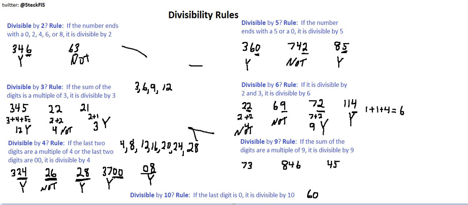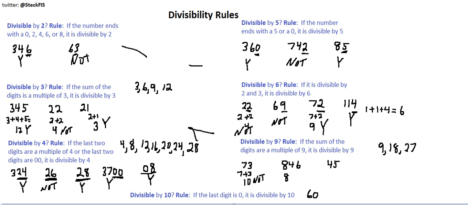Now the rule for divisible by 9. If the sum of the digits is a multiple of 9, it is divisible by 9. So again, I'm going to add the 2 digits together. 7 plus 3 is 10. Well, I need to make a list of my multiples here real quick. 9, 18, 27. We'll just see if that gets us far enough. 10 falls between 9 and 18. So 73 is not divisible.